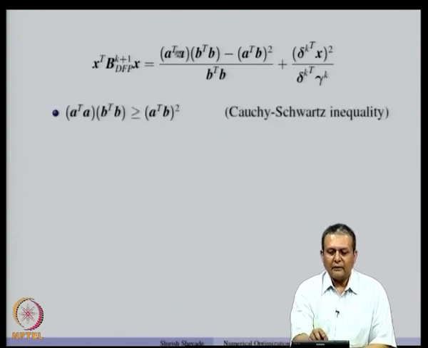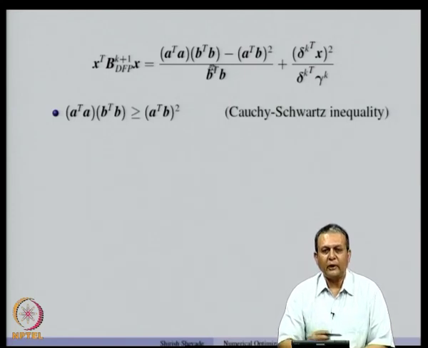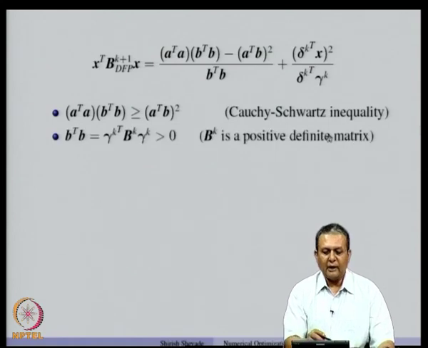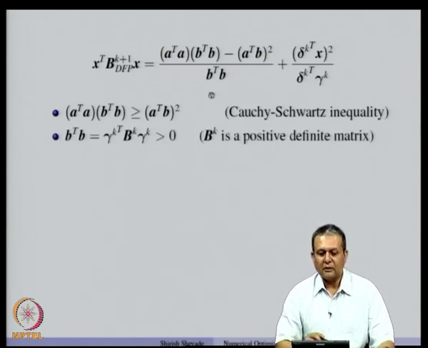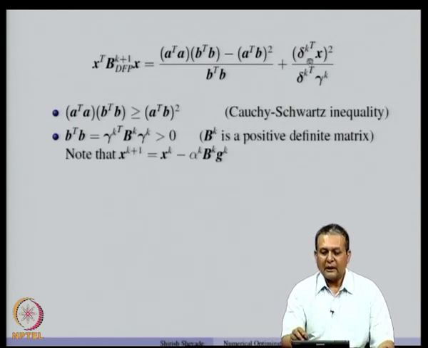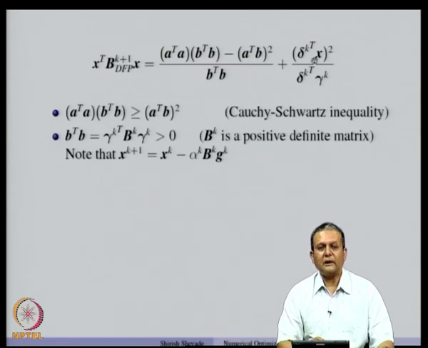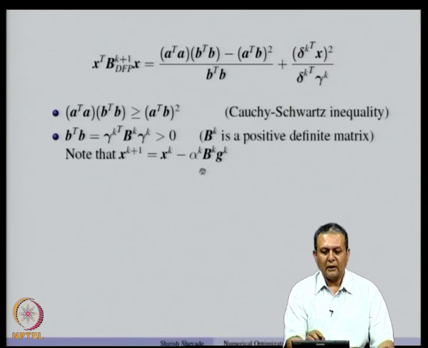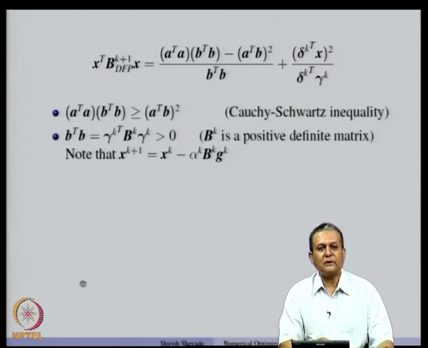As I said earlier, the quantity in the numerator is always non-negative because of the Cauchy-Schwarz inequality. Then b transpose b is greater than 0 because B_k is a positive definite matrix. Then (delta_k transpose x) squared is greater than or equal to 0. So, now we have to look at delta_k transpose gamma_k. For that purpose, we use the fact that x_{k+1} equals x_k minus alpha_k B_k g_k. Remember that this is the same as our formula, that x_{k+1} is nothing but x_k plus alpha_k d_k, and d_k is nothing but minus B_k g_k. So we can write delta_k, which is x_{k+1} minus x_k, as minus alpha_k B_k g_k.